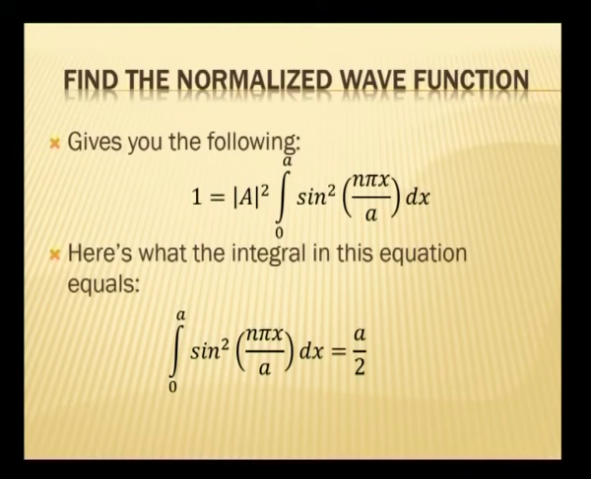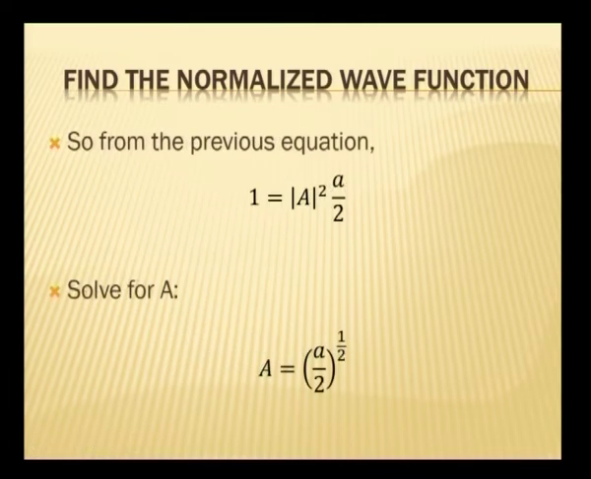I will now ask you to determine the so called normalization constant and find the normalized wave function. You can take this as a take home problem. 1 is equal to A square into the integral of sin square n pi x by a into dx. It is a particle in a box problem. The integral in this equation equals a by 2. So, you are asked to find the numerical value of A, the normalization constant.